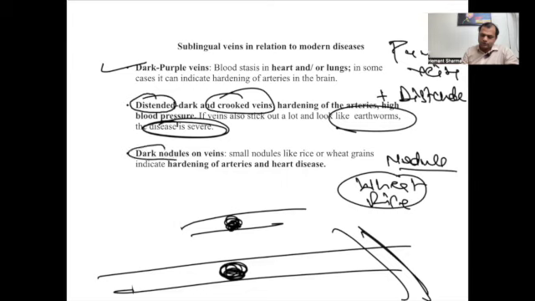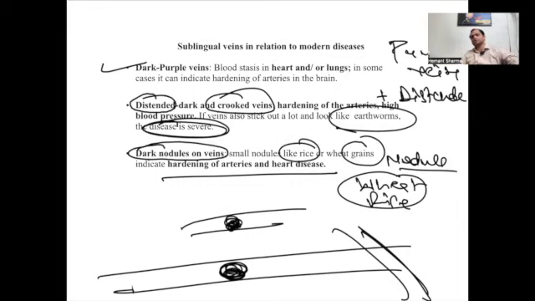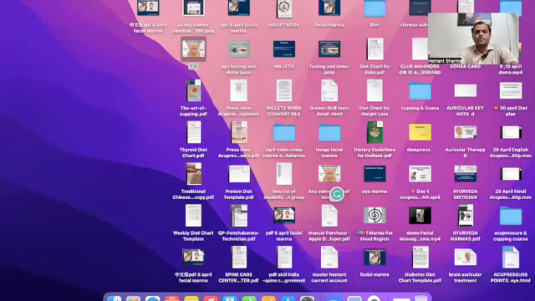So the dark nodule on the veins, like the grain of rice, like the grain of wheat, is showing hardening of the arteries and heart disease. So there are 3 conditions. So from now onwards, when you are doing the tongue diagnosis, do not forget to see the tongue from the bottom. Tell the person, okay, fold the tongue. Then see the tongue very properly.